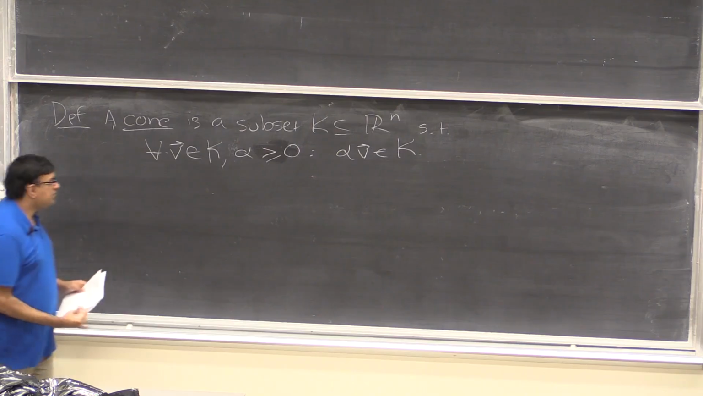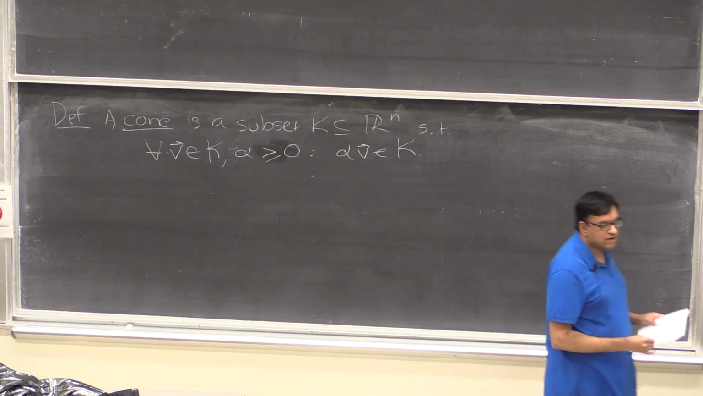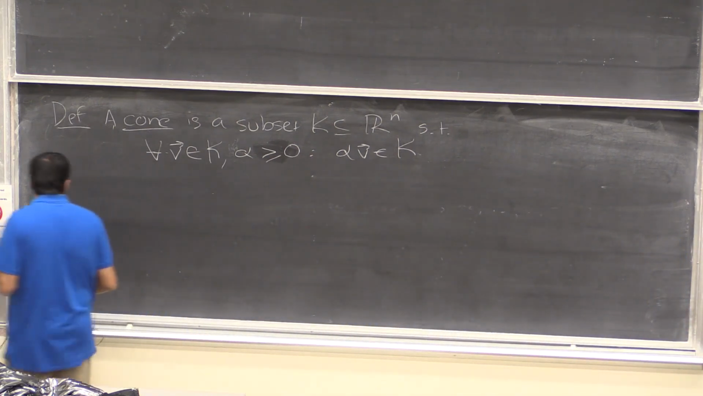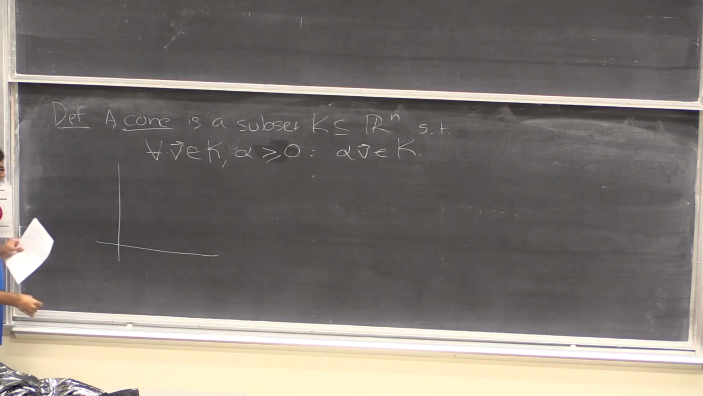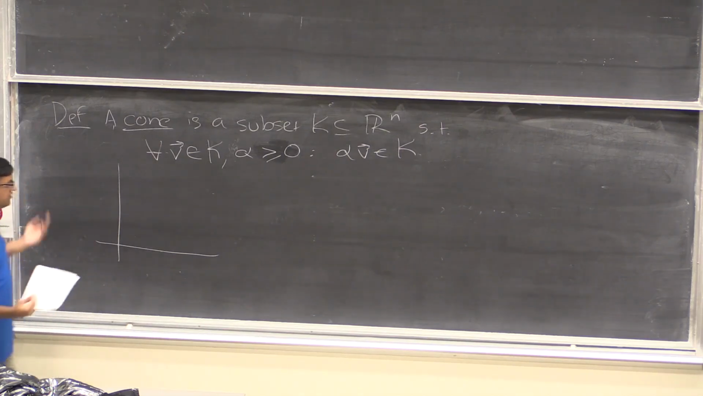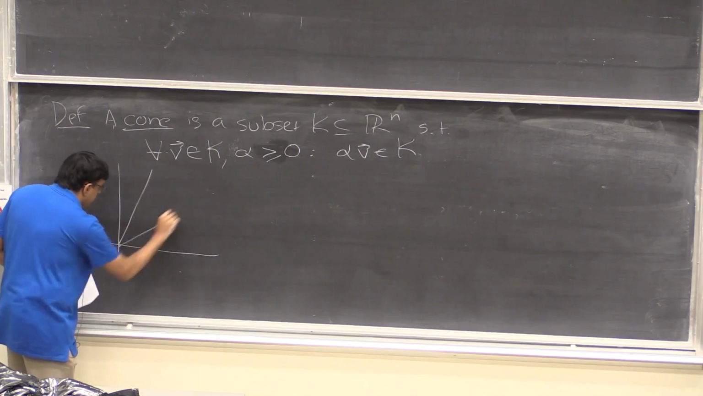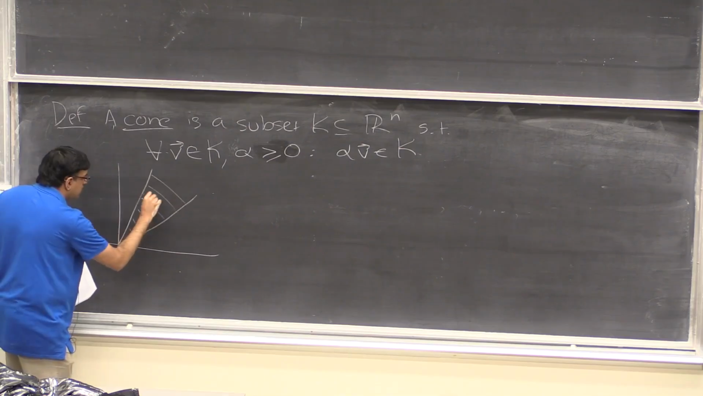This is just some math definition, and it's always easier to figure out what it looks like graphically. So let's give some examples of what a cone looks like. I'm going to give you just the top right quadrant of R2, and let me draw you a cone. This one goes off to infinity. This is our cone K.